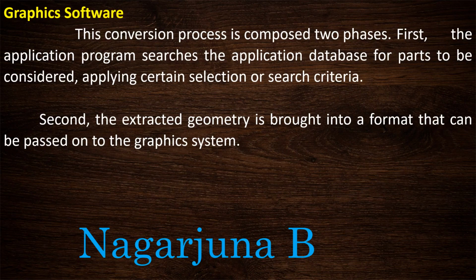That means it will be converted into a format that can be passed on to the graphic system. So this graphic system is the third component. From the second component, we are going to provide the input to the third component. For that purpose, the extracted geometry, which we get from the first phase, is brought into a format that can be passed to the graphic system, which is the third component.